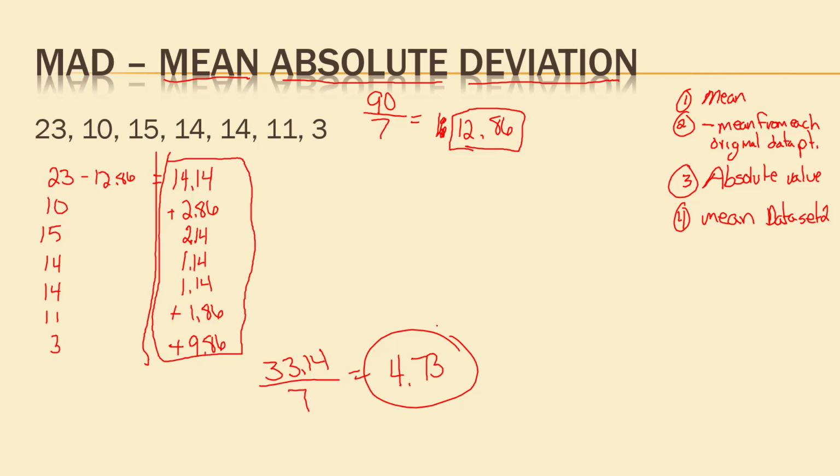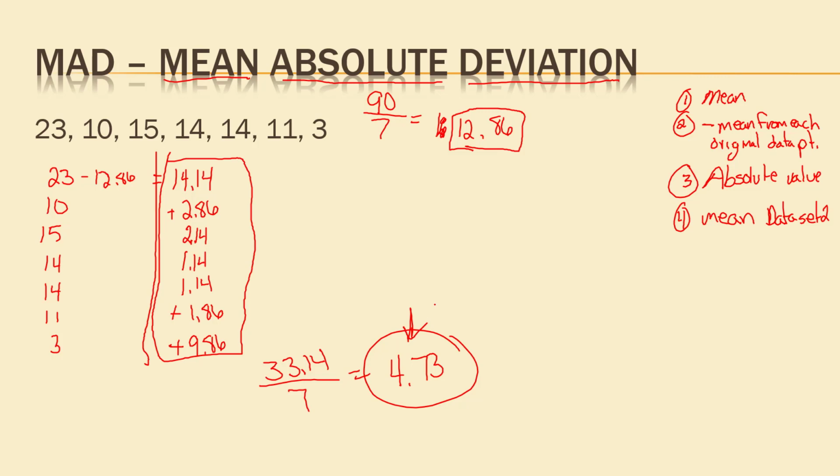That is the process for mean absolute deviation. 4 steps. Average. Subtract the average from each original data. Take the absolute value of all those solutions. Find the mean of your new data set. And we have a mean absolute deviation of 4.73.